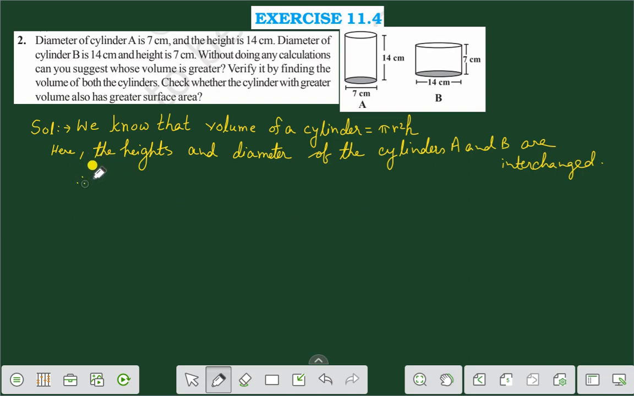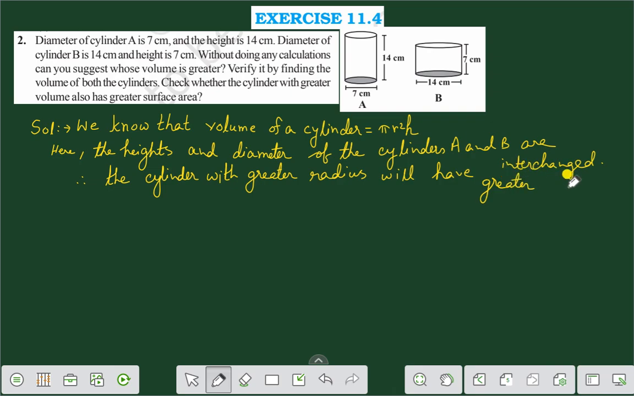Therefore, you can say that the cylinder with greater radius will have greater volume.